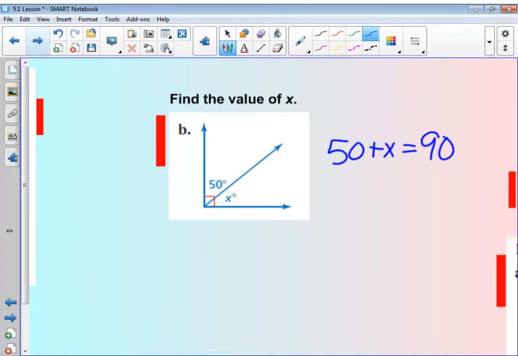Now, some of you might need to see it that way, and many of you are just going to say, I'm going to take 90 minus what I know of 50 and get 40 degrees. Okay, so there's a set of complementary angles because they created that right angle or that 90-degree angle.